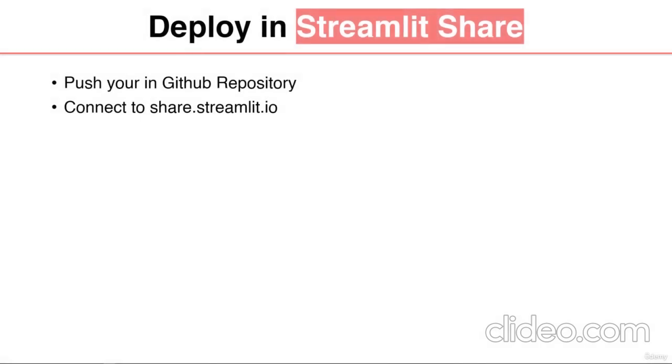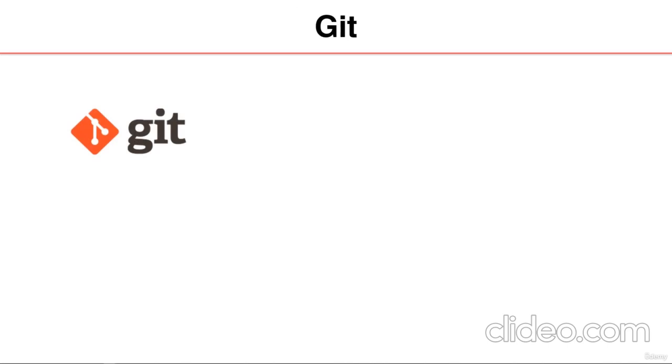In order to deploy our application in Streamlit Share, the first step is we need to push our app to our GitHub repository. Then we will connect our repository to share.streamlit.io. In order to push our code to the GitHub repository, we require Git. For Linux and Mac, you might already get Git by default. But for Windows, you need to install the Git software separately. Alright, so for the Windows user, let's get started to install the Git software.